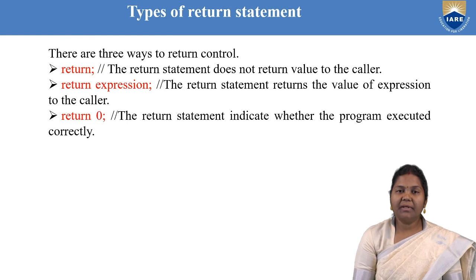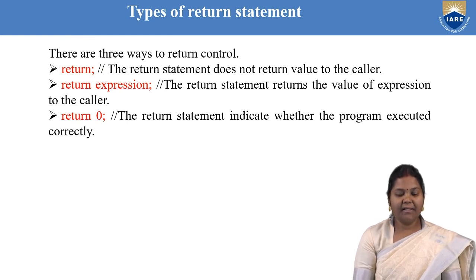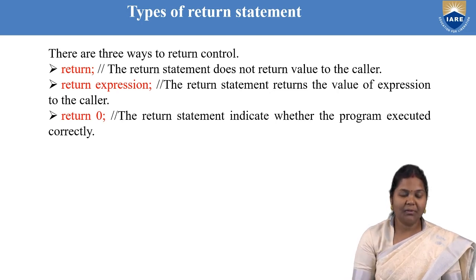Now, how many ways can you write a return statement? A return statement can be written in 3 ways to control. One is called the simple return. The return statement doesn't return any value to the caller, but only control is simply passed on to the caller.